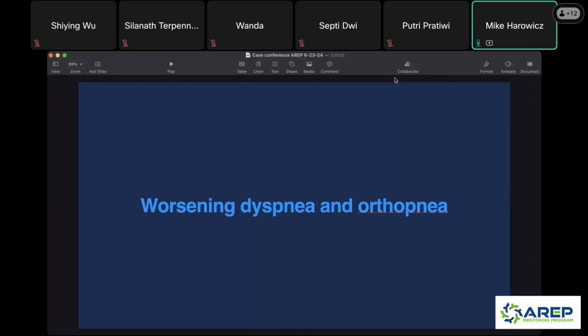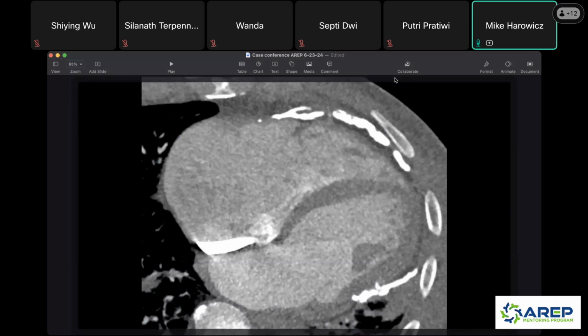All right, I've got one or two more cases, which should be perfect because we're sort of rounding out time here. This patient is presenting with worsening dyspnea, worsening orthopnea, doesn't really have any other leading history, no history of cancer, no recent infection, but his CT is quite impressive. So this is an axial CT, just a regular, I think, CTA chest. I really zoomed in on the heart just to show our findings well.